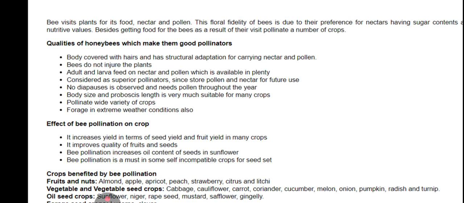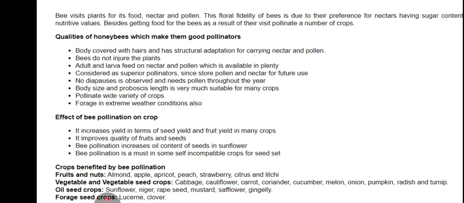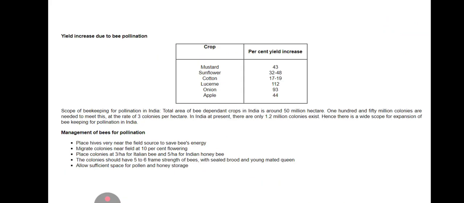In vegetable and vegetable seed crops: cabbage, cauliflower, meaning most of the cruciferous, then carrot, coriander, cucumber, melon, onion, pumpkin, radish, turnip. In oil seeds: sunflower, niger, rapeseed, mustard, safflower, gingelly. In forage crops: lucerne and clover.